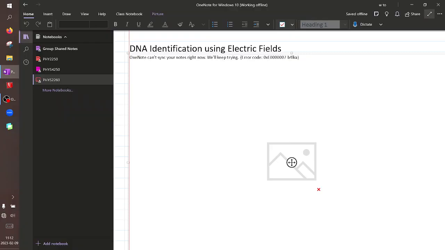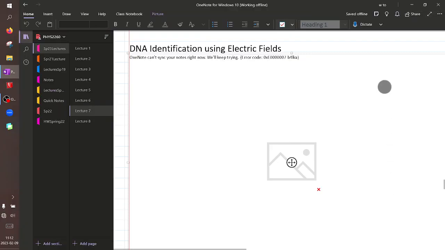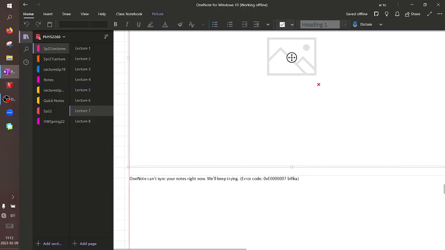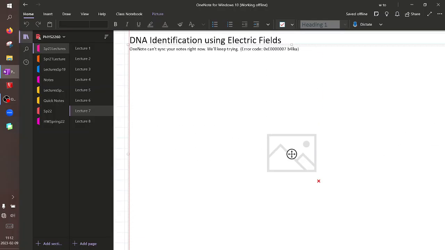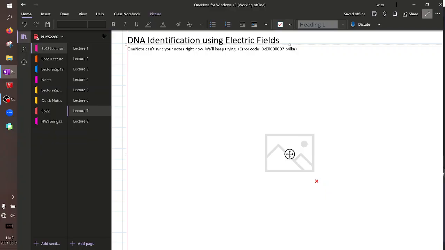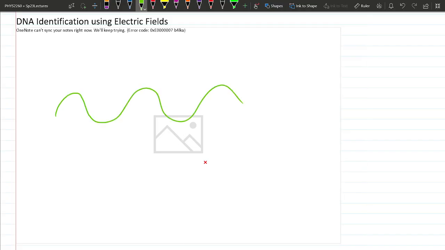Okay, I guess you guys get to suffer my terrible drawings then. Another technology that uses a lot of electric field is DNA identification. Unfortunately the picture is not there. Hopefully you know what DNA looks like, this double helix thing. This is my terrible drawing. This is what DNA looks like to me.